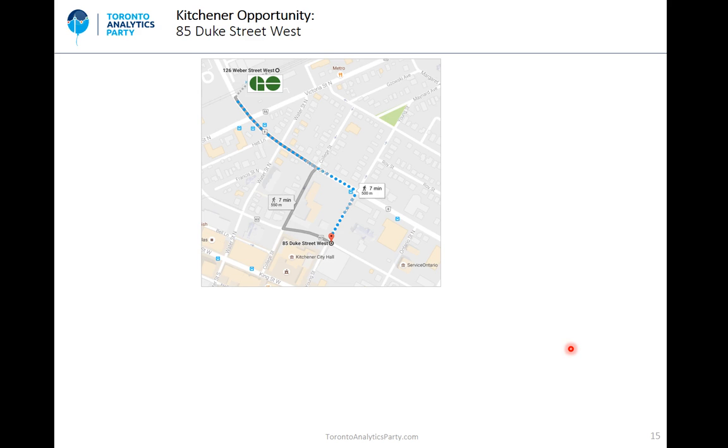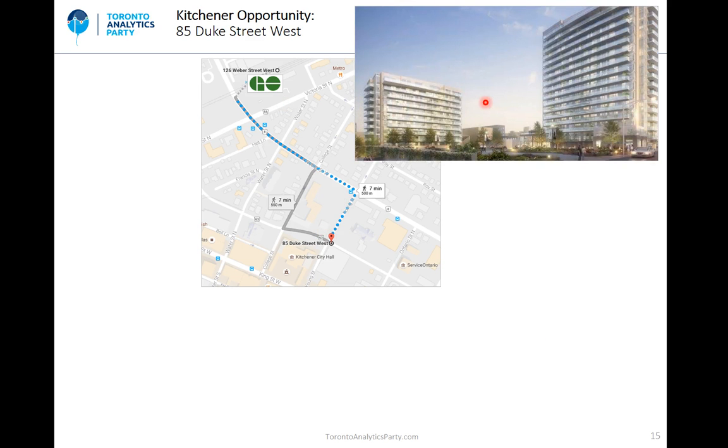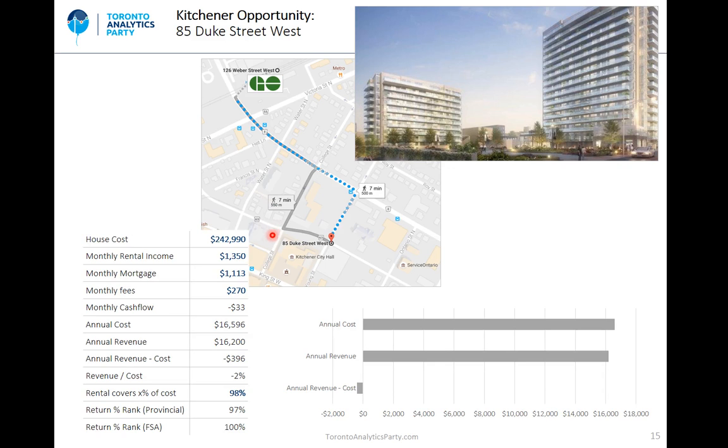Another example over in Kitchener, where we see 85 Duke Street, which is right by the GO station, a 7-minute walk. Not bad, and there's some condos going in. We see the unit cost over here at $243,000, with which we bring a mortgage of $1,100, but the monthly rental income is at $1,300. So even with the monthly fees, you're covering 98% of your mortgage costs.